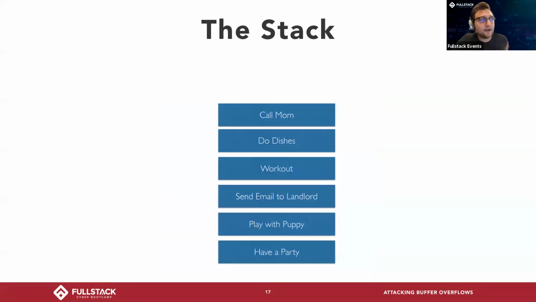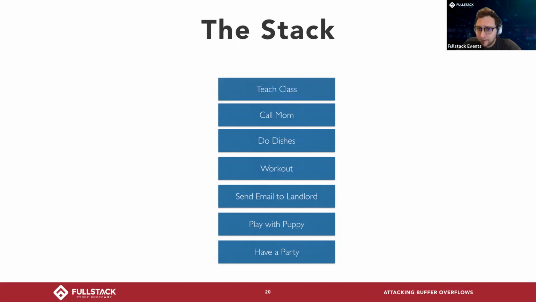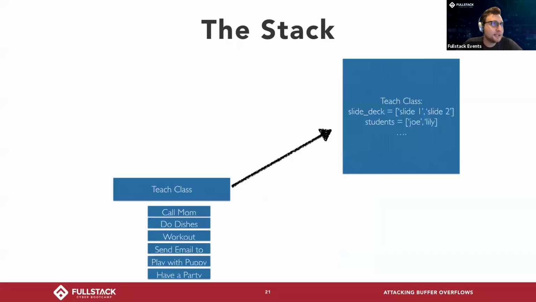So if I have a stack of things to do, like call mom, do dishes, work out, send email to the landlord, play with puppy, have a party, all these fun things that I want to do, there are basically two operations that we can do with a stack. We can add things to the stack, which we'll call a push operation, or I can process things off of the stack.